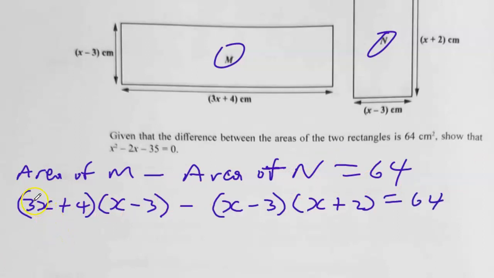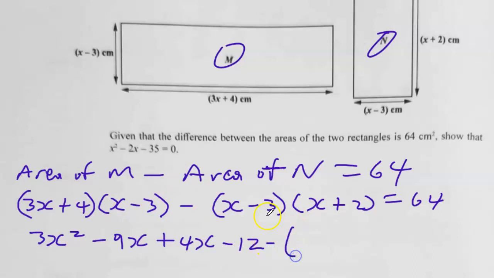Let us expand. 3x times x, that's 3x squared. 3x times minus 3, that's minus 9x. 4 times x, that's 4x. 4 times minus 3, that's minus 12. Let's do the other bracket. x times x, that's x squared. x times 2, that's 2x. Minus 3 times x, that's minus 3x. Minus 3 times minus 2, that's minus 6, equals 64.